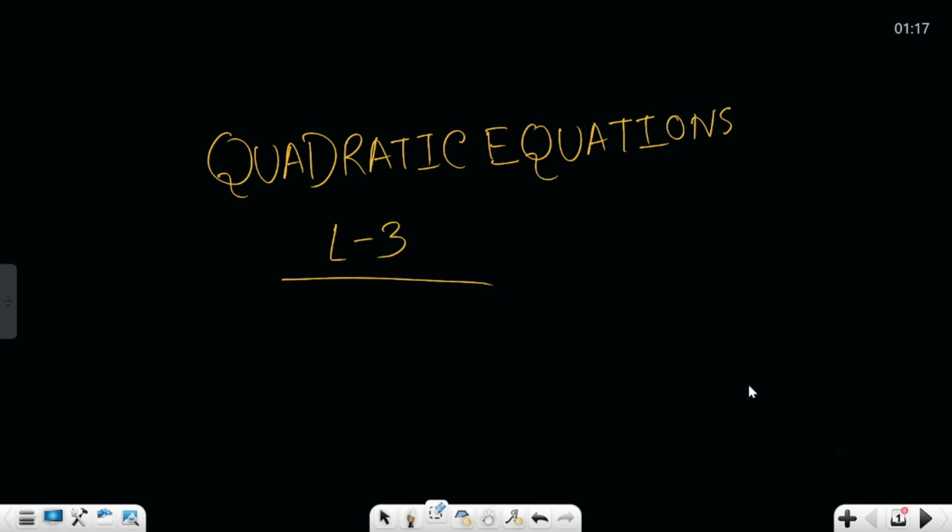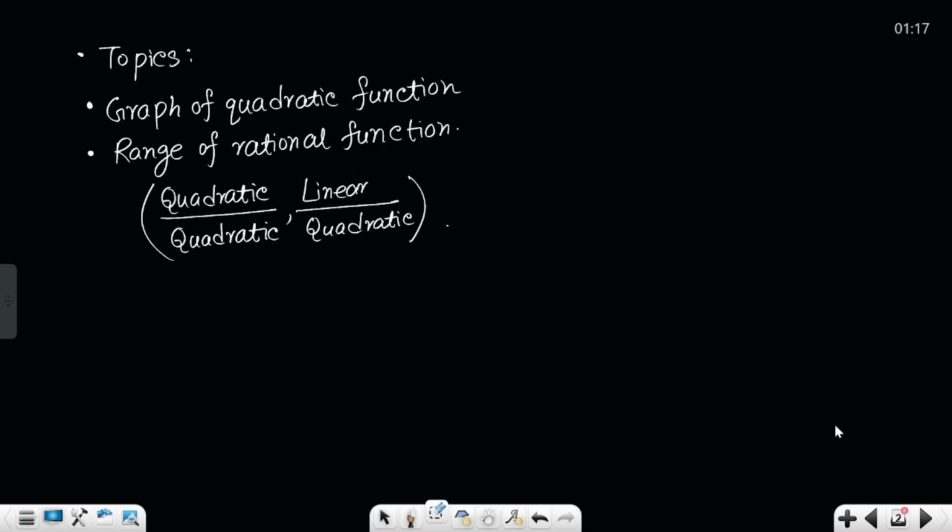Today we will start our quadratic equations lecture number 3. So let's start. Today we'll cover these topics. First one is graph of quadratic function. Now this topic is important because there is no specific question on this topic, but many questions use this concept.